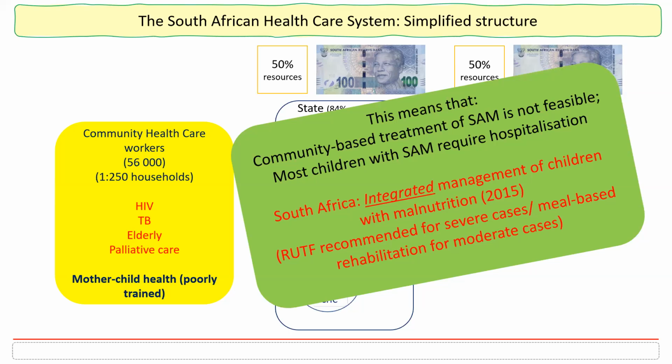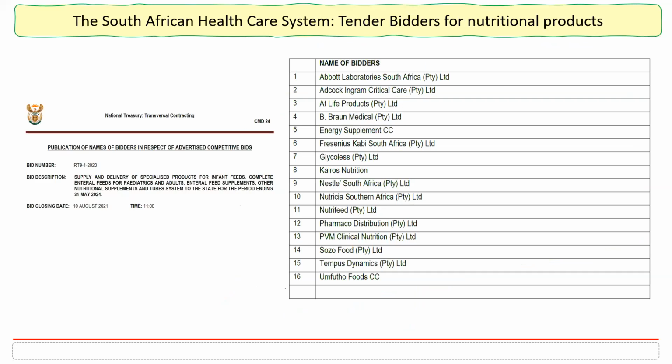Now, the South African integrated management is called integrated because community-based care is not possible. Integration refers to integration with IMCI management, okay? So in integrated management, we still recommend ready-to-use therapeutic food for severe cases, but for children with moderate malnutrition, meal-based rehabilitation that a dietitian provides is usually recommended for therapy. And if you look at the current suppliers on the tender for the National Treasury to supply nutritional products for both children and adults, you can see that the manufacturers of ready-to-use therapeutic food are not on the tender list.